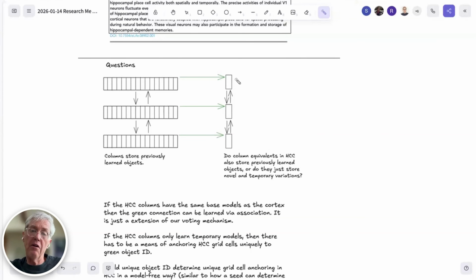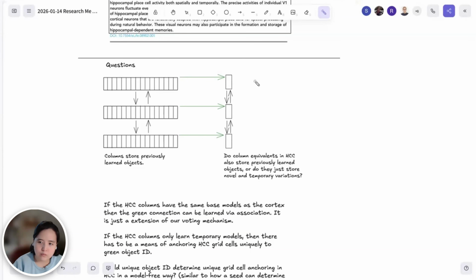And also, if I assume that these columns here do not contain all the models, then this signal itself has to somehow uniquely establish a reference frame here without any other evidence. Every time I see the mug, I'm going to get the same reference frame, even though there's no data over here. It's going to establish a blank mug model.